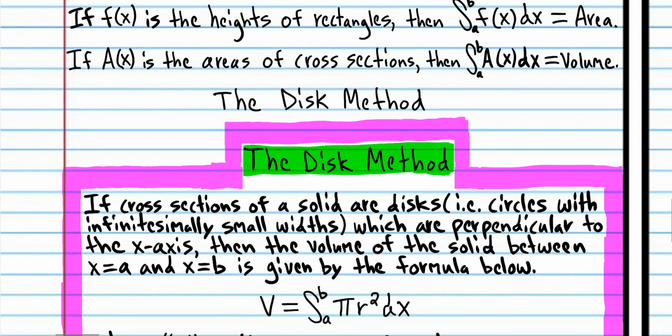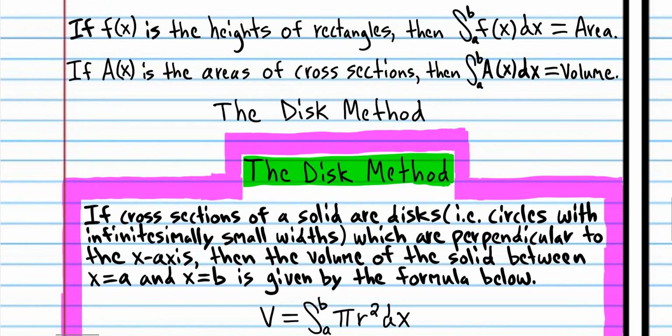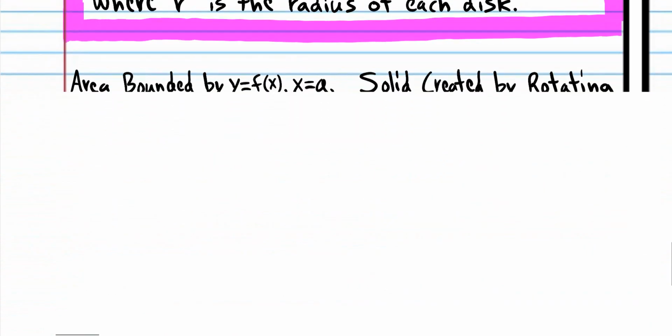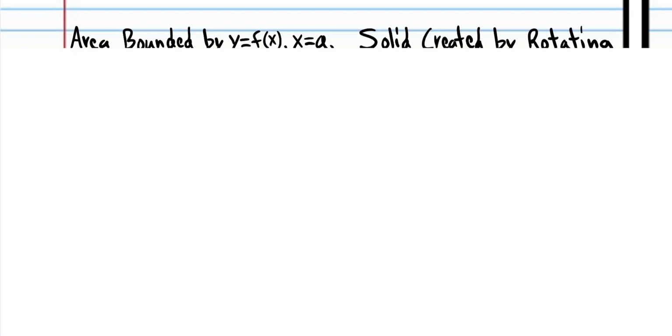And we're going to start by learning the disk method, which is a way to understand why the definite integral of a function representing the area of cross-sections of a solid gives us the volume of a solid. So this is the disk method, but let's do an example to help us understand.